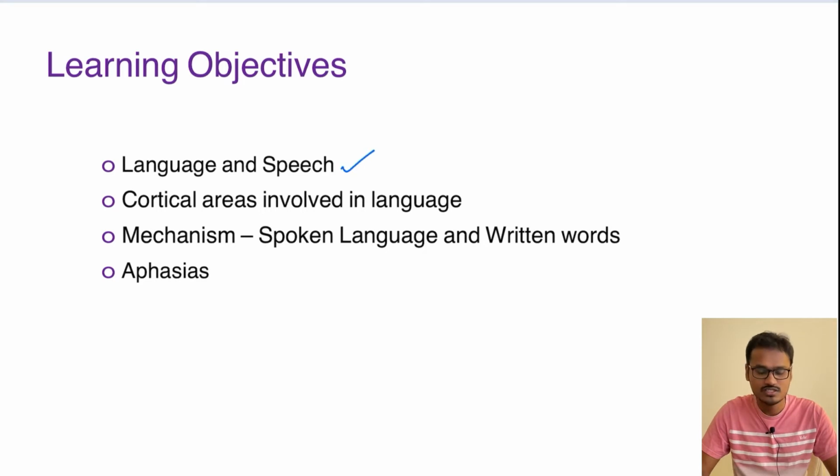Understand what is language and speech, and most important, we have to know what are the cortical areas involved in language and speech, and what is the mechanism for spoken language as well as the written words, and finally the language disorders, which are the aphasias.